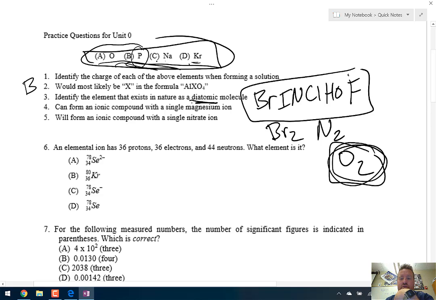So notice that there's 2 atoms in this molecule. Okay, so in this case, the correct answer, the only one of the Brinclhof elements that's up here is A. So number 3 is A.